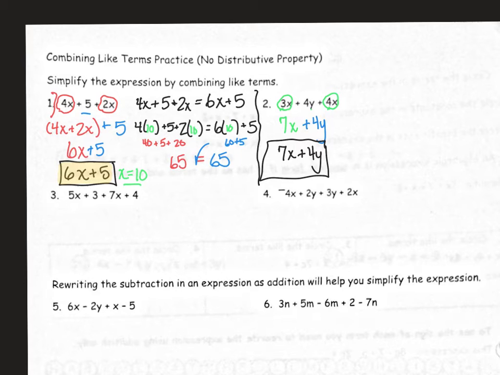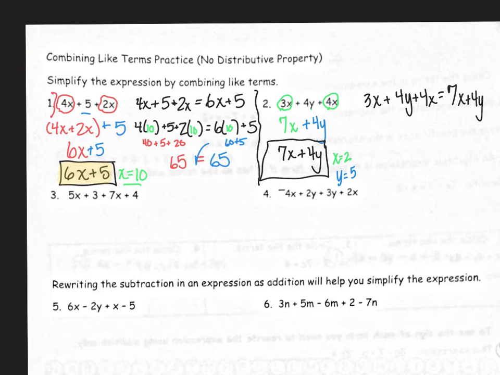So now I'm going to check it. To check it, I'm going to write 3x plus 4y plus 4x. So I just rewrite the expression as it was. And that should equal 7x plus 4y. They should be equivalent. So if I pick a value for x, I can pick anything I want, but I'm never going to choose 0, I'm never going to choose 1. So let's say x equals 2. And for y, I'm going to say y equals 5, because this time I actually have to find a value for another variable as well as x.